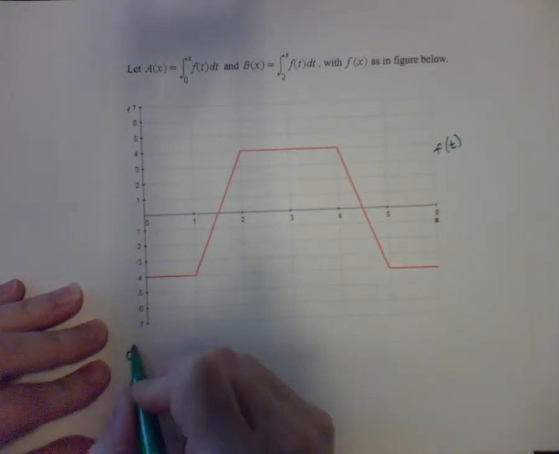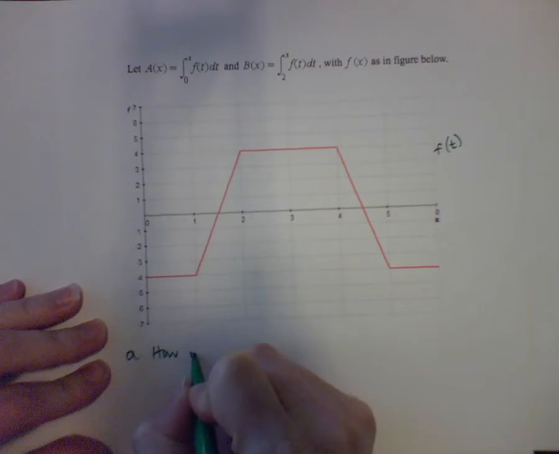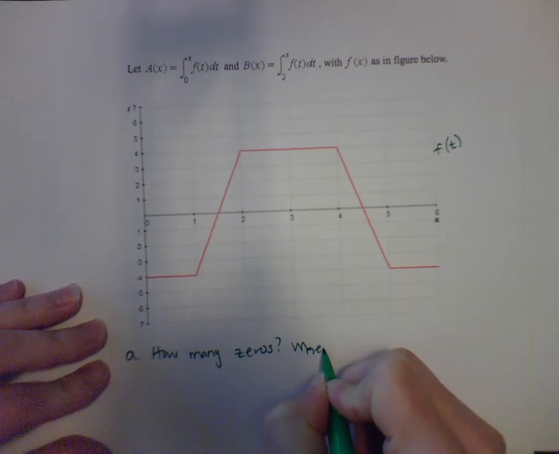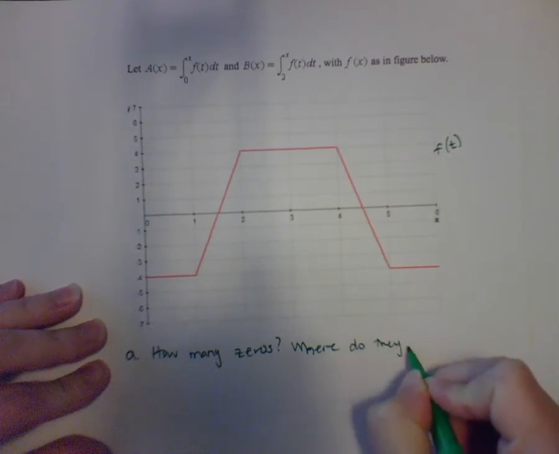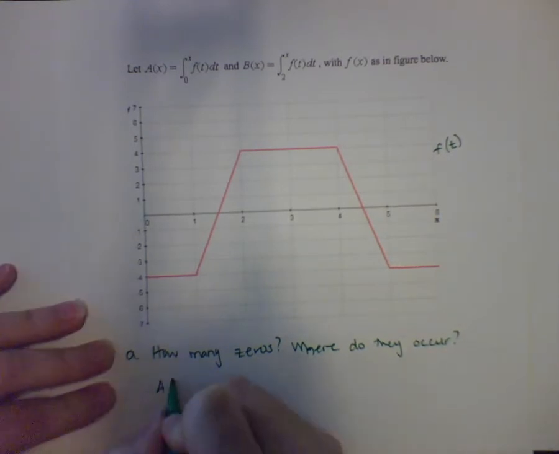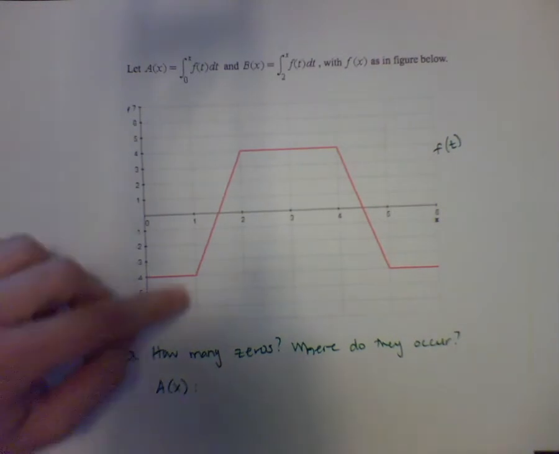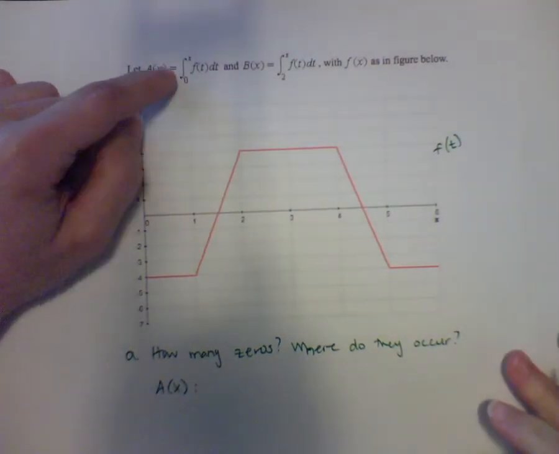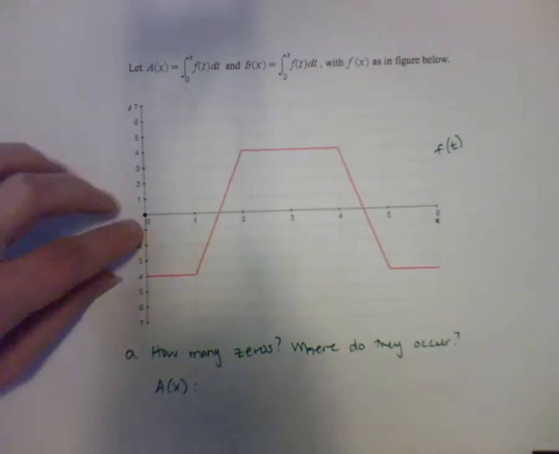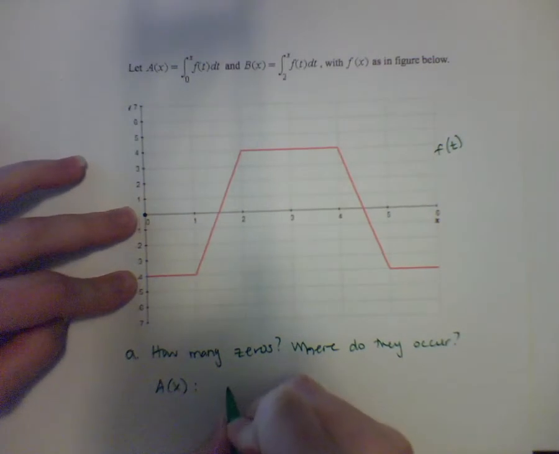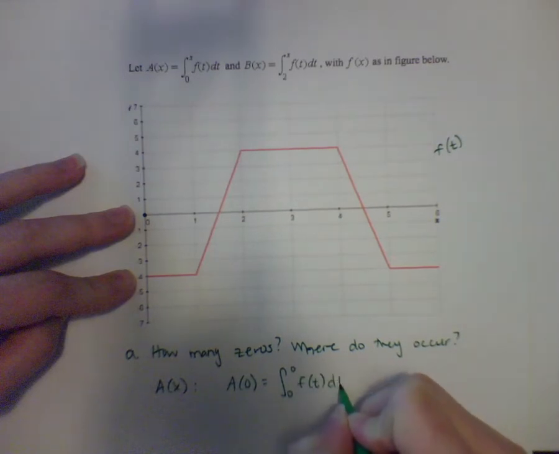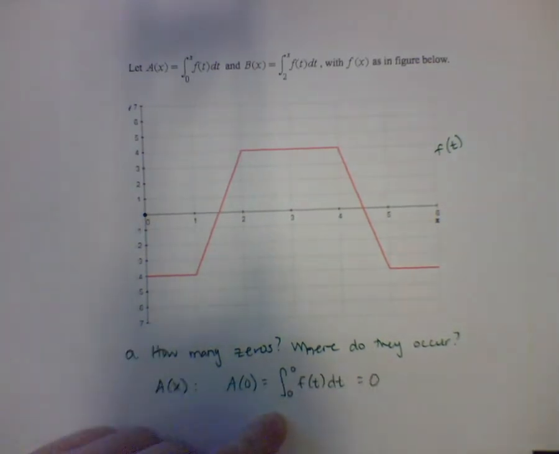Let's start off with how many zeros? And we might even be able to figure out where they occur. Okay, we might be able to get a little more accurate with this one. Let's find out. So let's start with a of x, and I just want to figure out how many zeros there are. So again, my a of x function starts at 0, which means that a of 0 is going to be the area from 0 to 0 under f, and again, since these two are the same, that's going to be a 0.